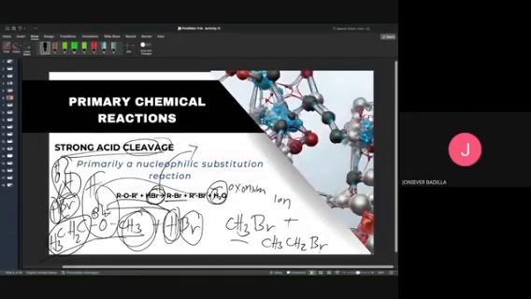So basically, the product here would be the formation of an alkyl halide. Whether that's just one alkyl halide or two alkyl halides, it will depend already on the concentration of the acid. In this case, that would be your hydrobromic acid. But then again, we can use another strong acid in the case of your hydrochloric acid to form your methyl chloride and your ethyl chloride. If you use your hydroiodic acid, you'll be forming methyl iodide and your ethyl iodide. So that's your strong acid cleavage.